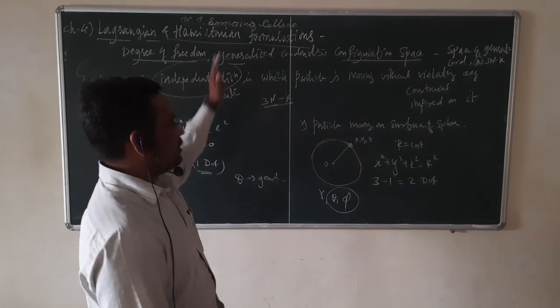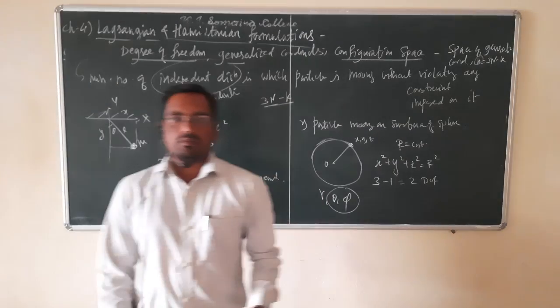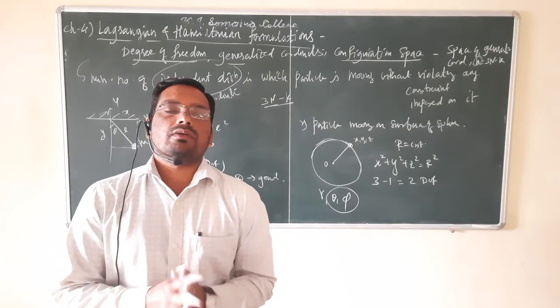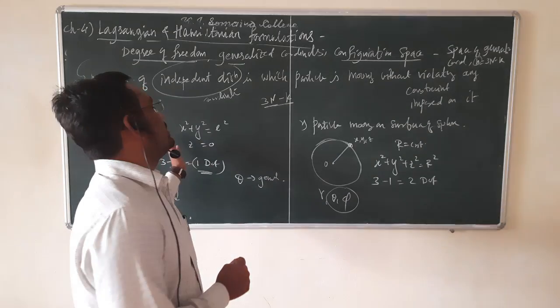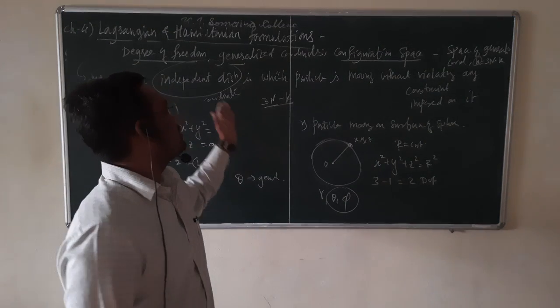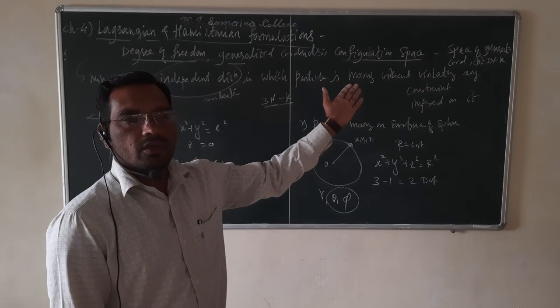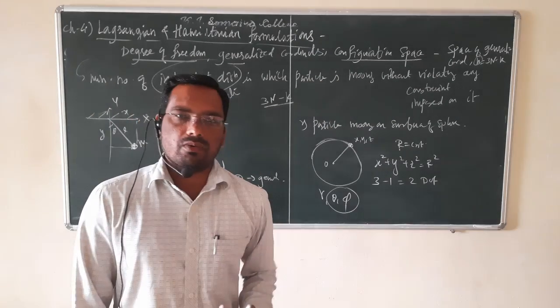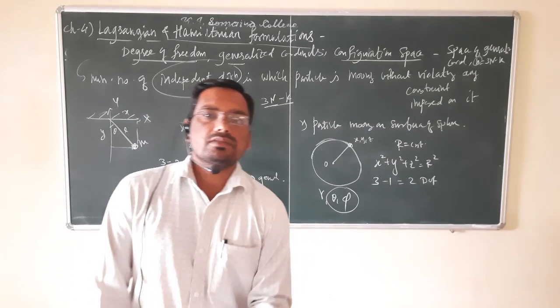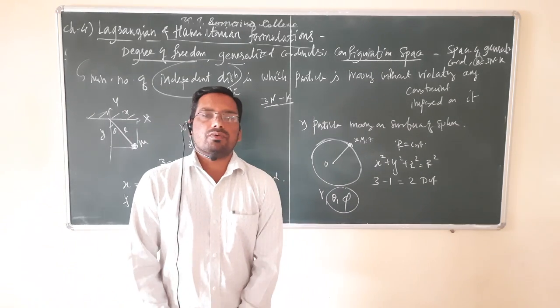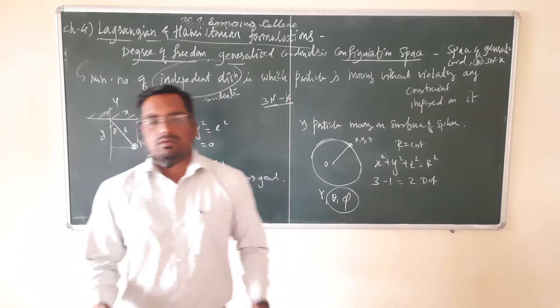So in this way you can choose any dynamical system, which means a particle is moving, and find out its constraint equation, generalized coordinate, and configuration space. All those factors can be found out. I think with this we stop our lecture over here. In the next lecture we will continue with the remaining chapter.